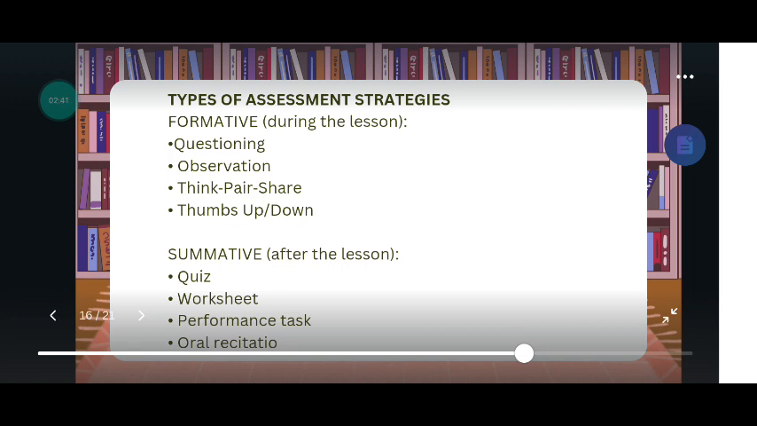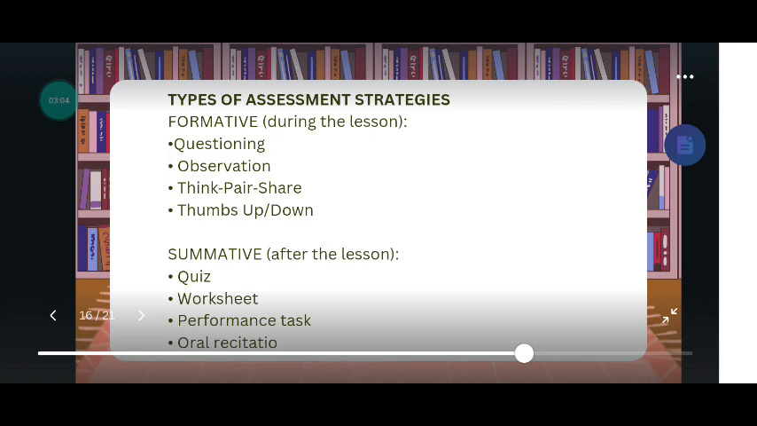Basically, you will ask the students if they understood the lesson.